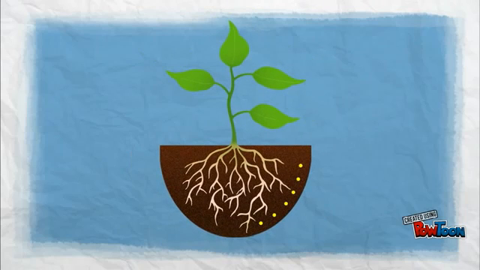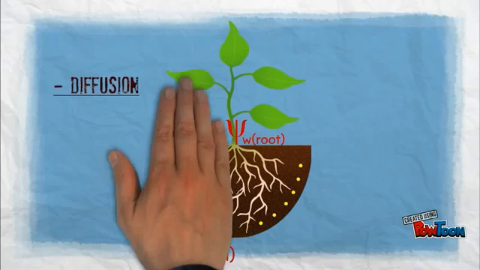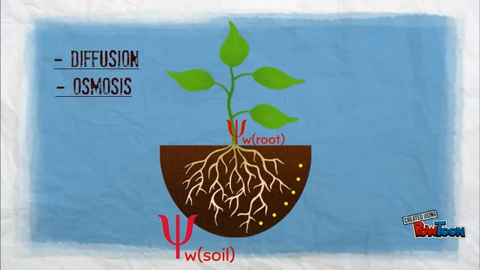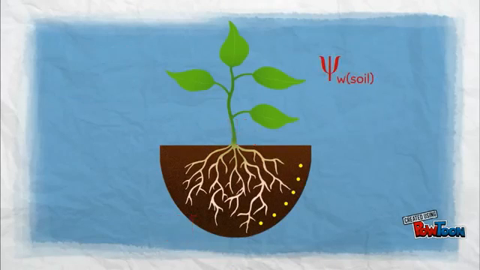Normally water is transported from high water potential to low water potential, so that water is transported from the soil solution to the plant through diffusion and osmosis. Water potential inside the plant increases gradually. Water uptake is done until both the water potentials become equal.